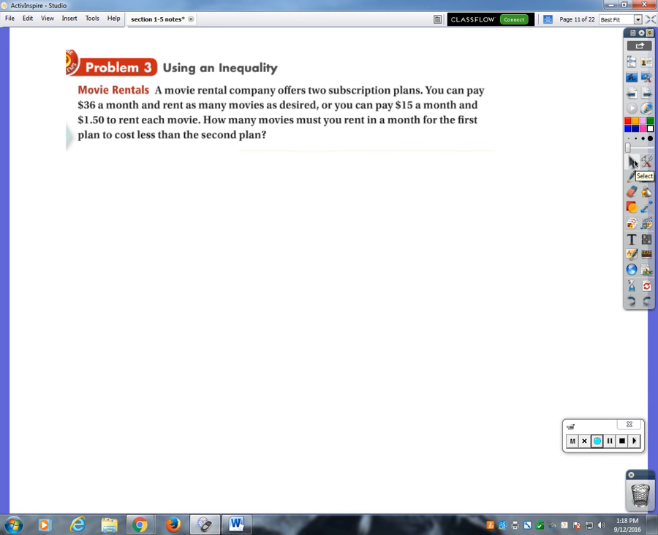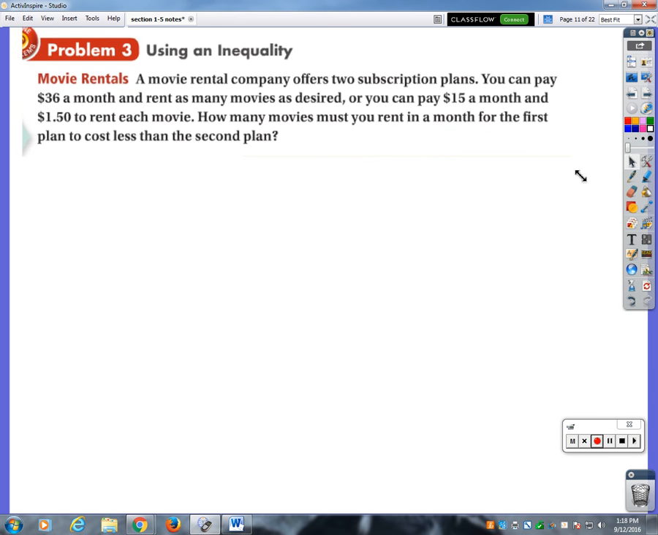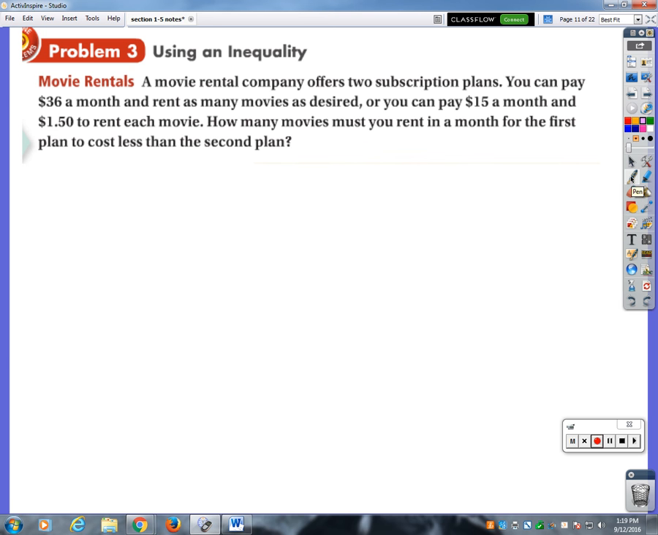Okay, wouldn't be a good day of algebra if we didn't have a chance to do a word problem or two. So let's make sure we get one of these in right now. The movie rental company offers 2 subscription plans. You can pay $36 a month and rent as many movies as you want, or you can pay just $15 a month and then pay $1.50 to rent each movie. How many movies must you rent in a month for the first plan to cost less than the second plan?